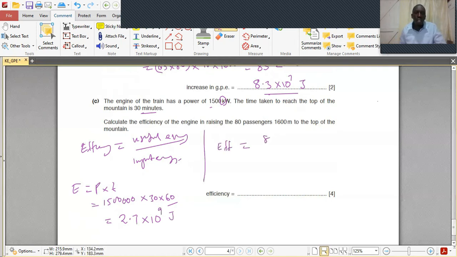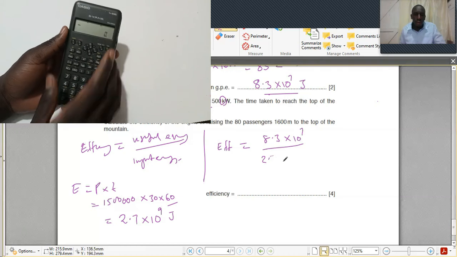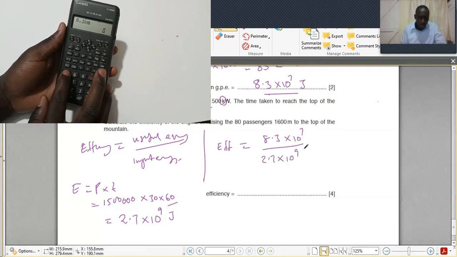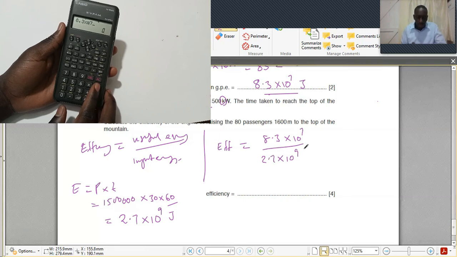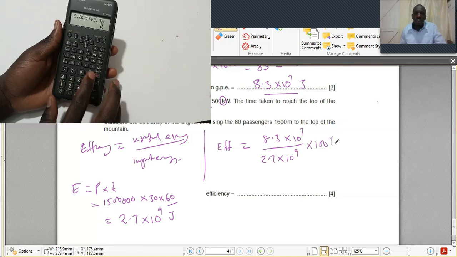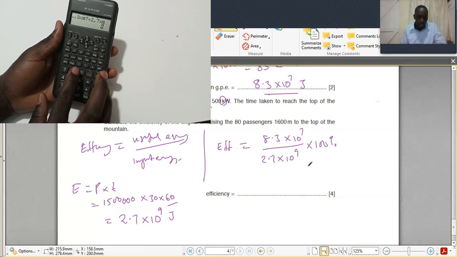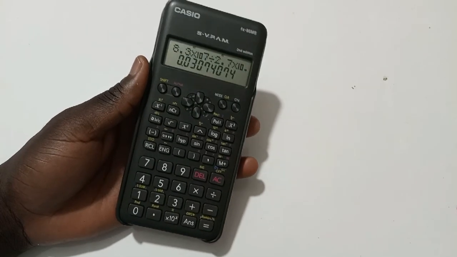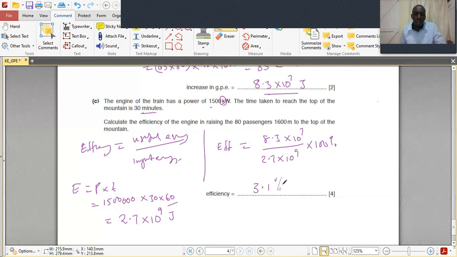So therefore, efficiency is given by 8.3 times 10 power 7 divided by 2.7 times 10 power 9. You're supposed to multiply this by 100%, or you can just give your answer as a fraction. So if you do that, that will be 3.1%. So it is only 3.1% efficient.